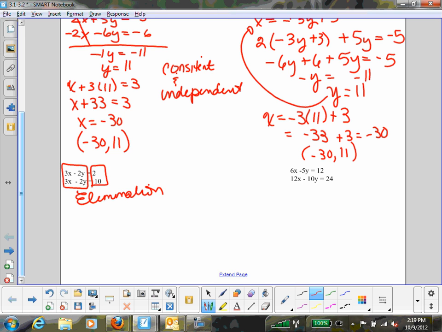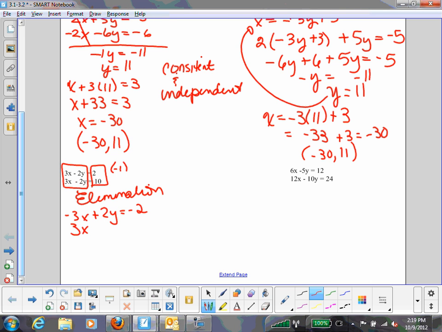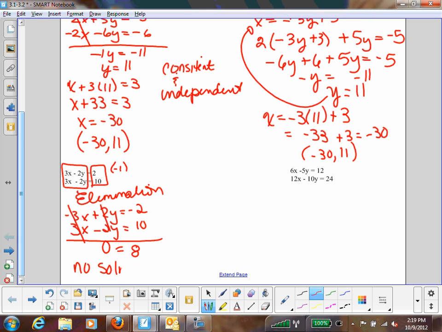And let's get rid of, it doesn't matter, the x or the y. I'm going to multiply the first one by negative 1. So if I take this one times negative 1, I get negative 3x plus 2y equals negative 2. Positive 3x minus 2y equals 10. Everything cancels out, and we get 8. But that is an answer that makes absolutely no sense, right? Which is why we say that there is no solution, and we define it to be inconsistent.